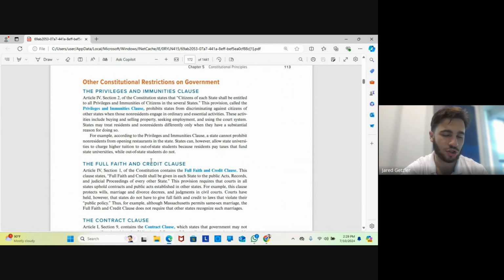So all it does is prohibit states from discriminating against citizens of other states engaging in ordinary and essential activities. So let's say another example, for my construction company, someone wants to apply from North Carolina. I can't deny them just because they're from North Carolina. That would be a violation of the Privileges and Immunities Clause. I can deny them for another reason, it would be too hard to travel, communication would be hard, etc. But I can't do it just because of the state that they're from.